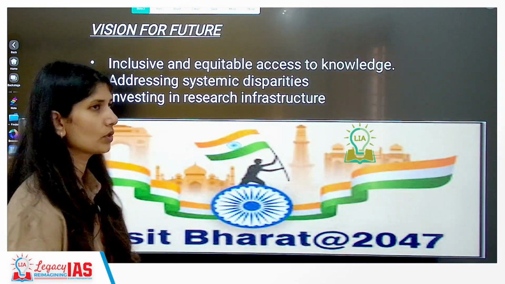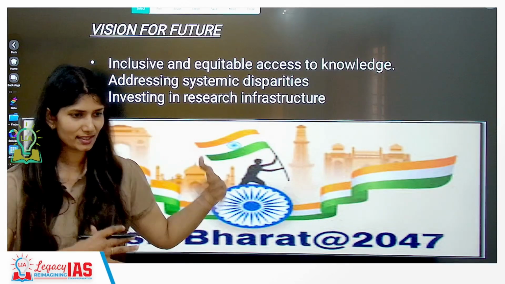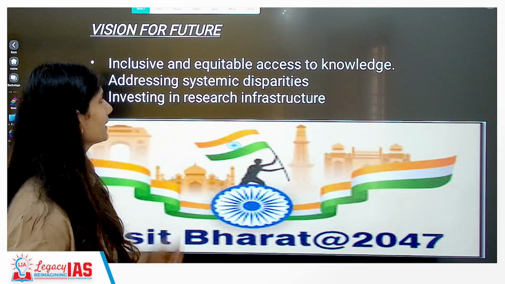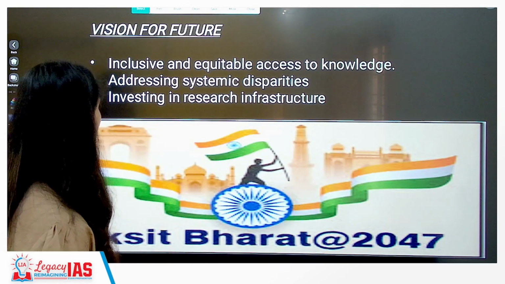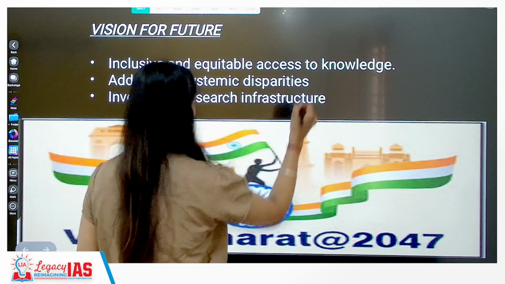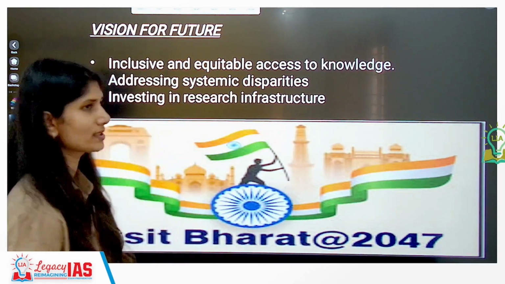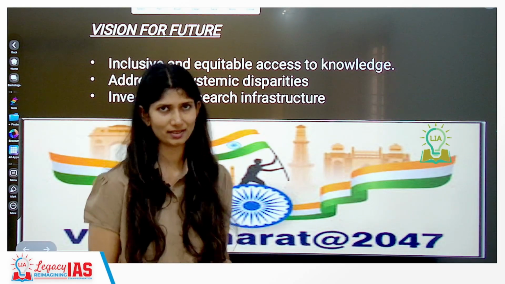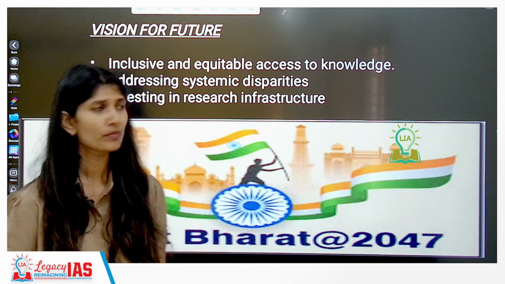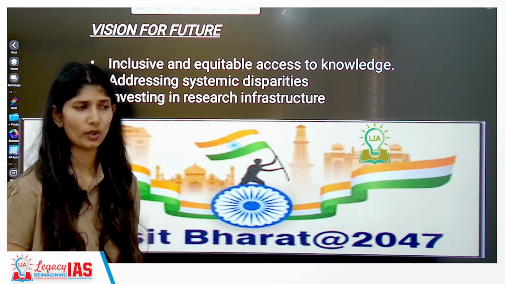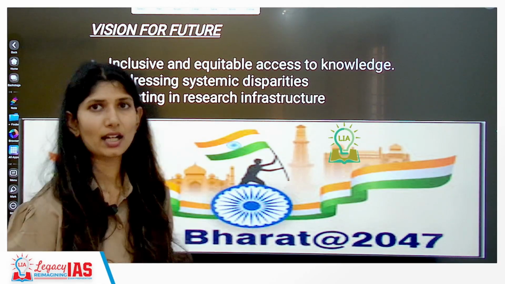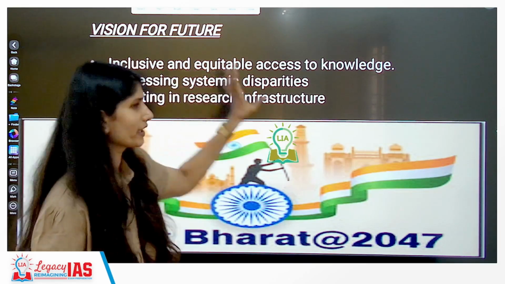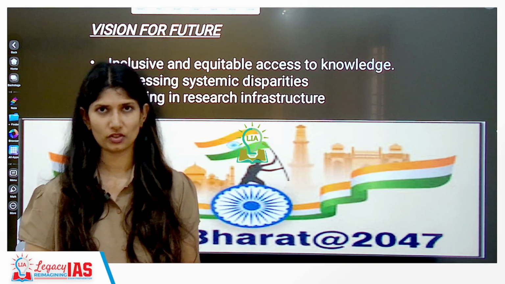So, based on this, let us say the scheme rolls out, what is the future that we are seeing is, we see inclusive and equitable access to knowledge, and we are addressing systematic disparities, and investing in research infrastructure, which is very much known, that time and again we will be discussing India needs to invest more in R&D. So, this is one of the first steps towards it. When we have said that 6,000 crores of budget has been invested on this, this is again one of the ways for investing in your research infrastructure.